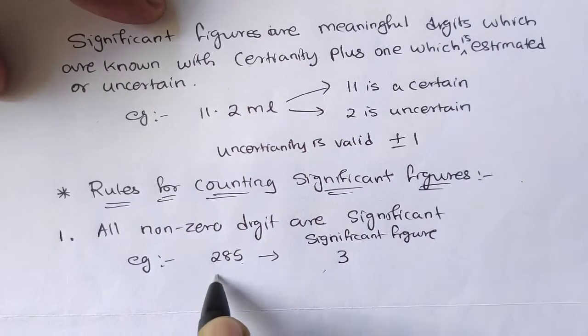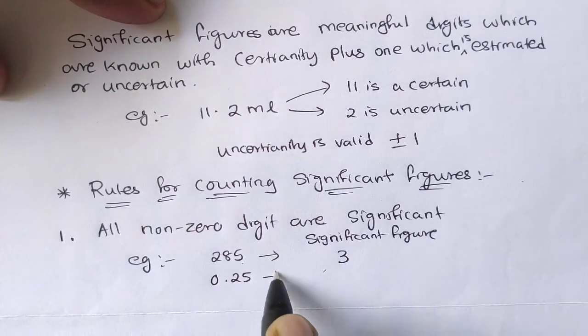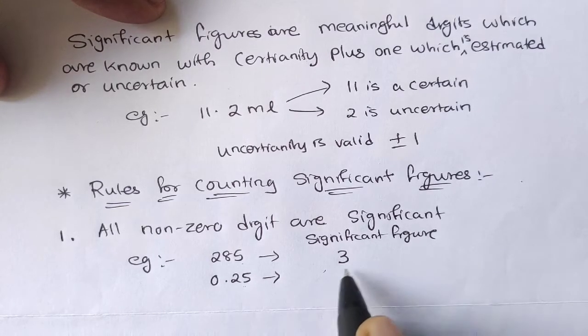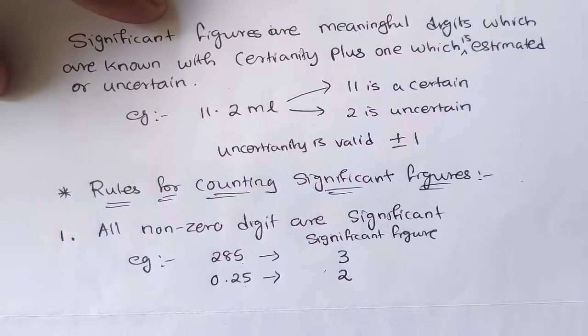Now suppose I write 0.25. The non-zero digits are only 2 and 5, so the significant figures in this are 2. Understood? Now the next part.